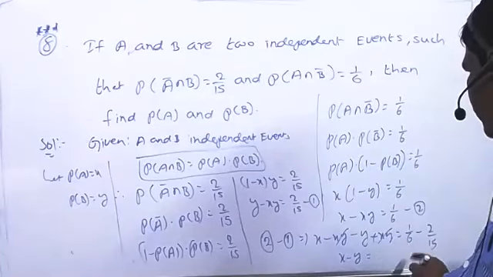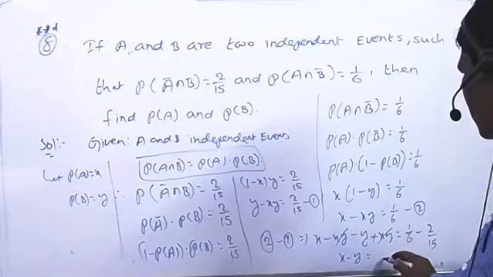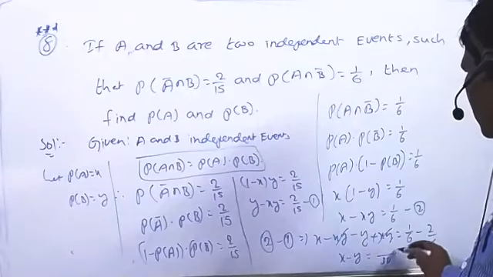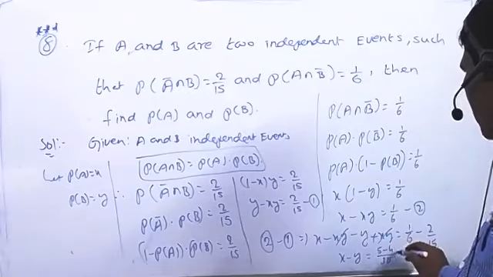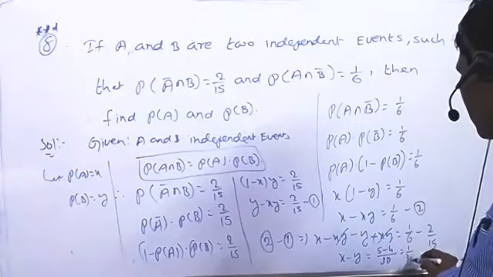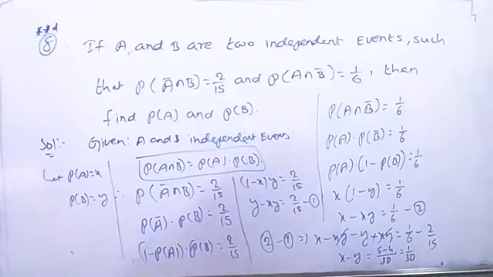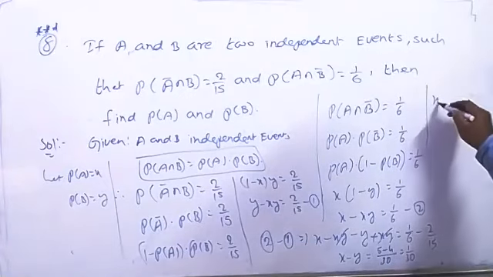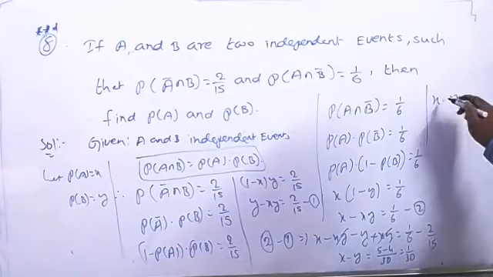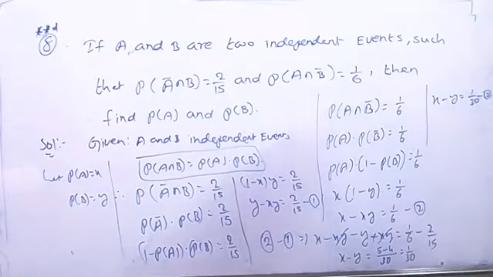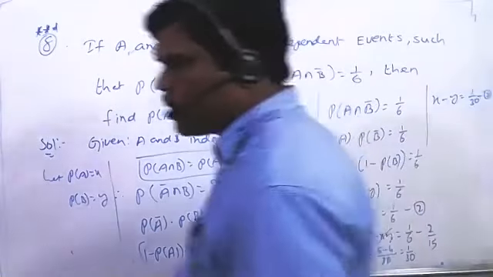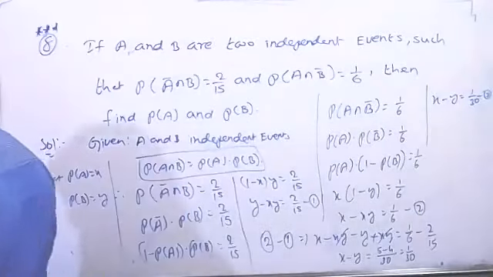What is the LCM now? 30 is the LCM. So 5 minus 4 equals 1 by 30. Therefore X minus Y is equal to 1 by 30. This is equation number 3, if you want, you can copy it up to here.